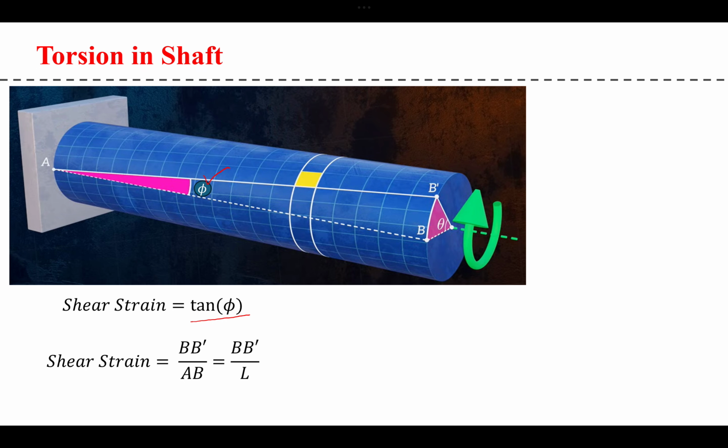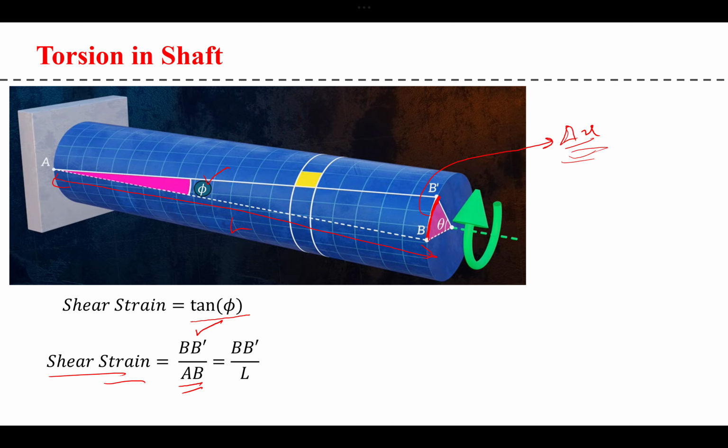The tangent of this angle phi, because your maximum change in length is B to B prime. In previous cases we represented this as delta x. Then you have the original length, which is from A to B, which you can take as L. So your strain can also be calculated using the distance from B to B prime, or delta x, and the length A to B, which is the length L in the previous cases.